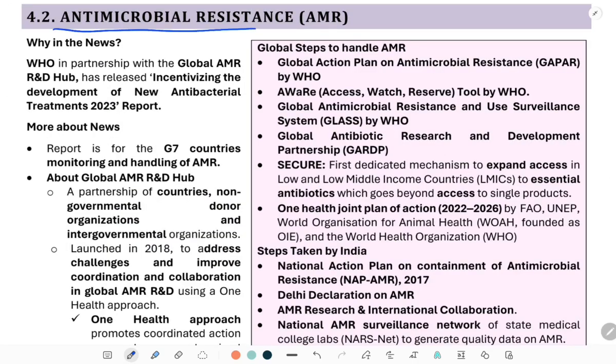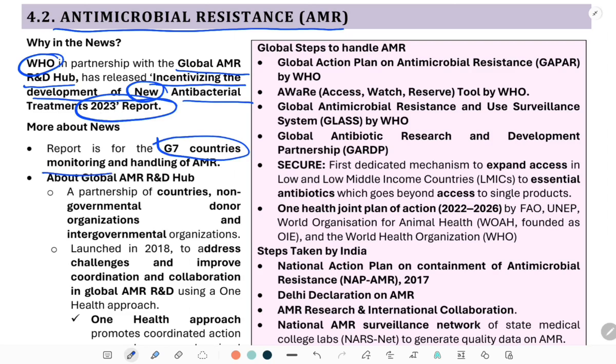Next, we'll see the antimicrobial resistance topic, AMR. WHO, in partnership with the Global AMR R&D Hub, has released the Incentivizing the Development of New Antibacterial Treatments 2023 report. This report is for the G7 countries monitoring and handling AMR.